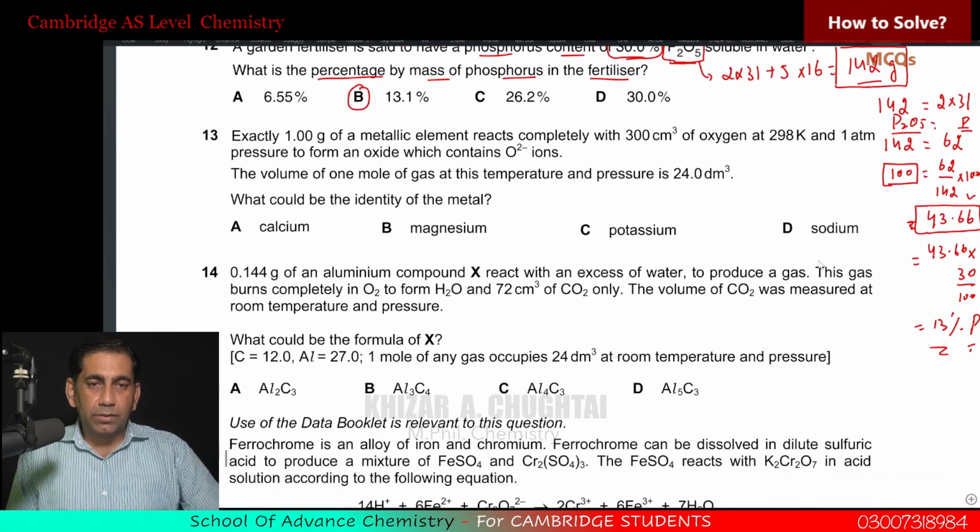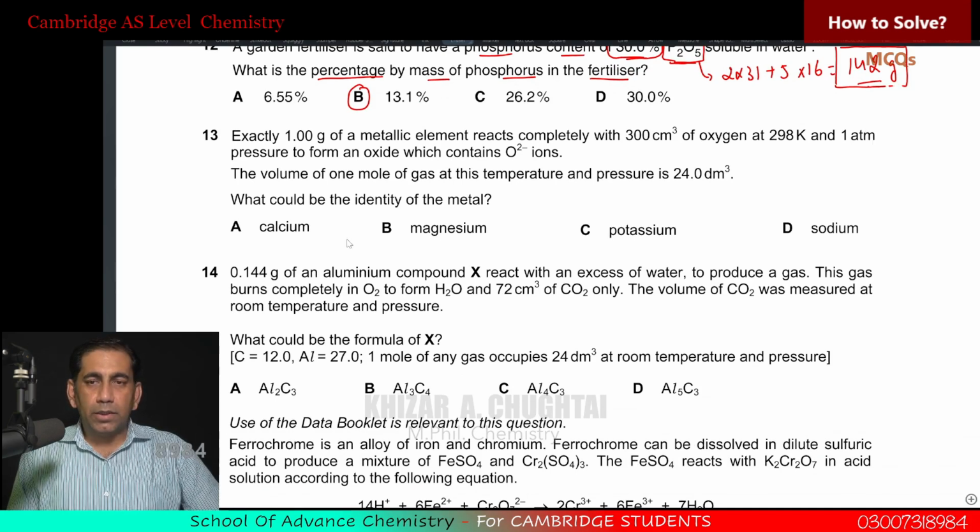Now come toward the next question. The next question is this one. Exactly 1 gram of a metallic element reacts completely with 300 centimeter cube of oxygen at 298 Kelvin and 1 atm pressure to form an oxide which contains O2 negative ions. The volume of 1 mole of gas at this temperature and pressure is equal to 24 dm cube. What could be the identity of the metal: calcium, magnesium, potassium, sodium?